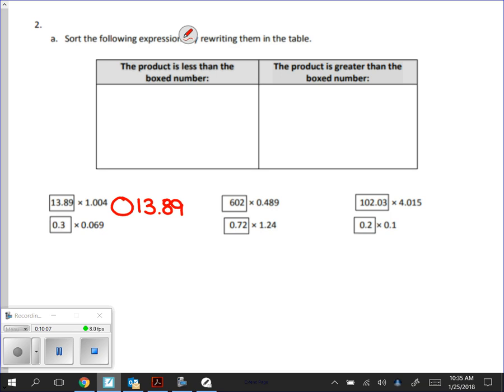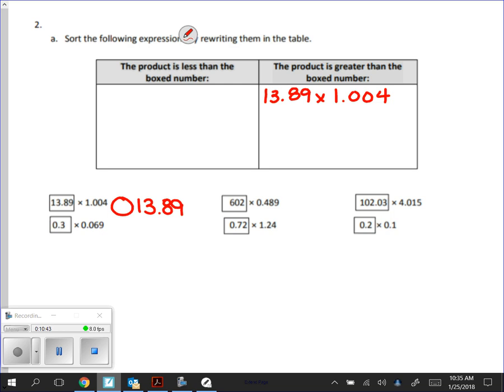Greater than. Why? Because it's more than 1. Is it a whole lot more than? No, it's just a little bit more than. It's just a little bit because it's just 1 and 4 thousandths. So it's just a smidge more, but it's still more. So you're going to write it over here: 13 and 89 hundredths times 1 and 4 thousandths. It needs to go over here.